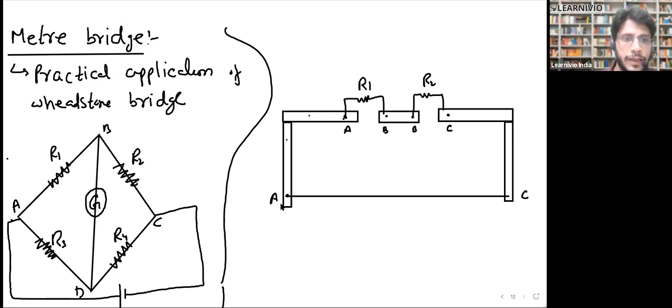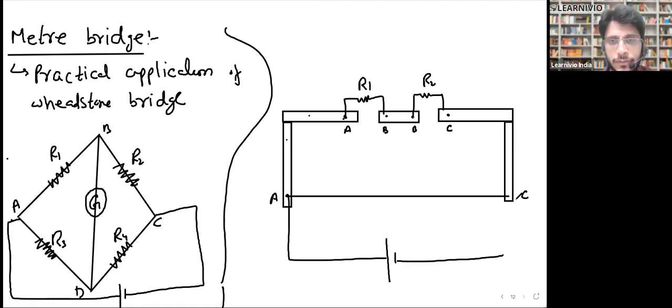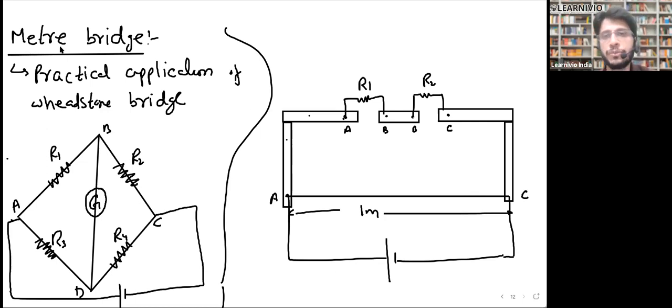And then in between A and C, you have a cell. So we connect a cell in between A and C. There is one more thing. This wire AC, the length of this wire is 1 meter. That's why we call this a meter bridge. Meter bridge means a bridge having 1 meter length. That's why we call this a meter bridge.